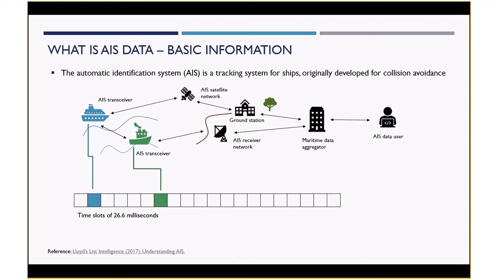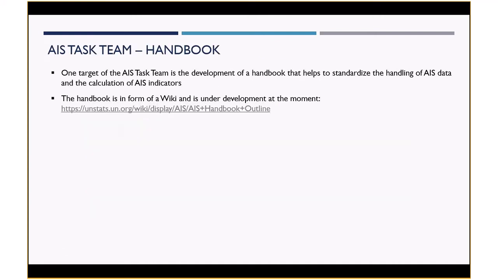Then these raw signals are collected and aggregated by a maritime data aggregator before we as data users use the data. So what we see in the end is not the raw data, but it's already aggregated by a maritime data aggregator and maybe even cleaned by another organization. So that's so far just an idea of what AIS data actually is. And then we come to the handbook that I was talking about.